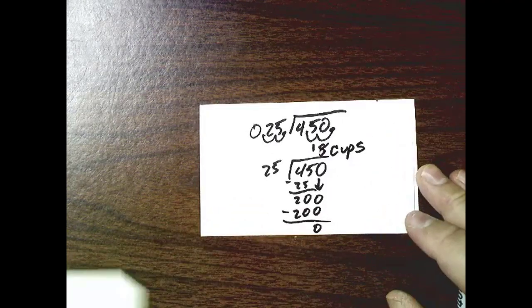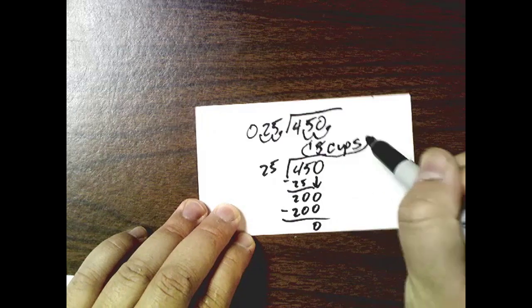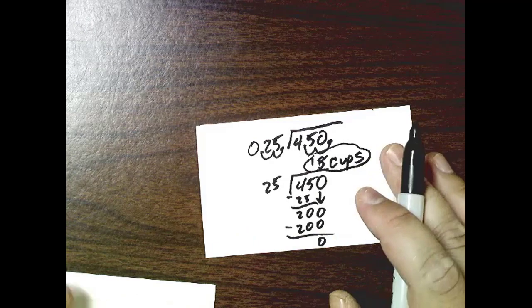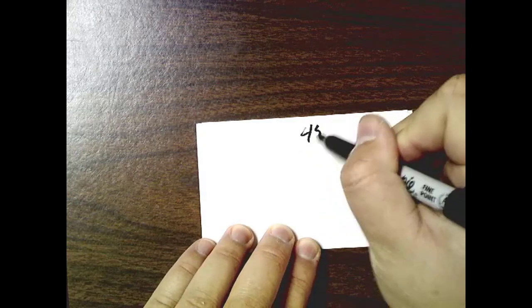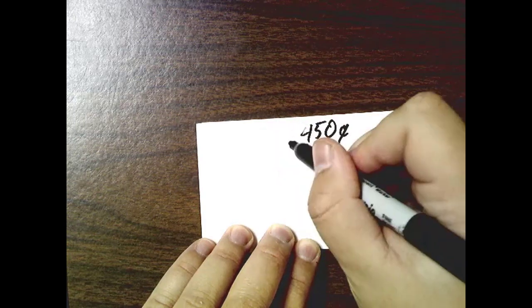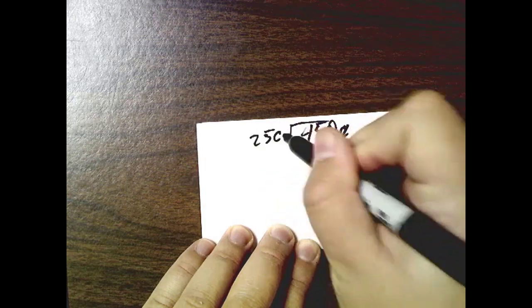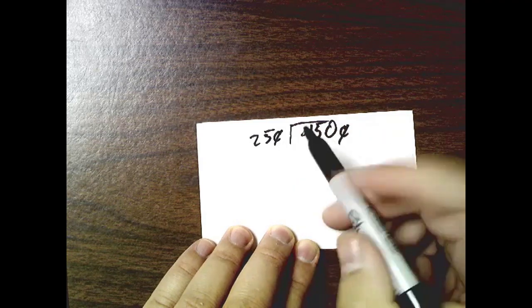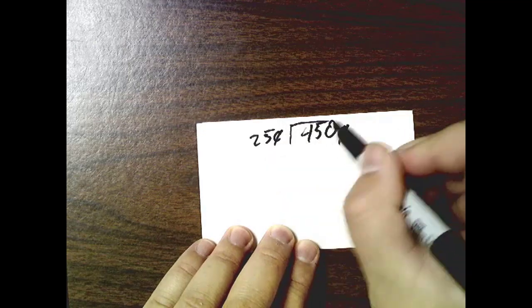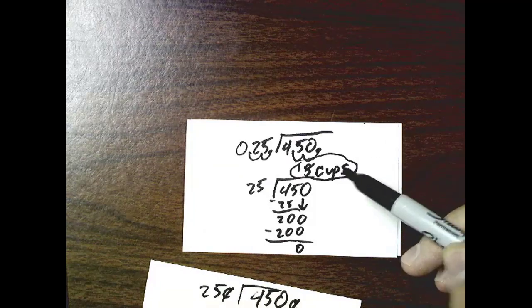Now, of course, all of this should be on your paper. In your book, what it tells you is, rather than writing $4.50, instead write 450 cents like this. So here we have 450 cents divided by 25 cents. So basically we're skipping the step of moving the decimal point, and that's perfectly fine. Here I would do all of my division the exact same, and I'd wind up with the same answer of 18 cups.